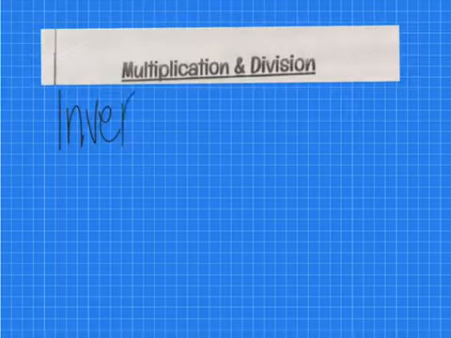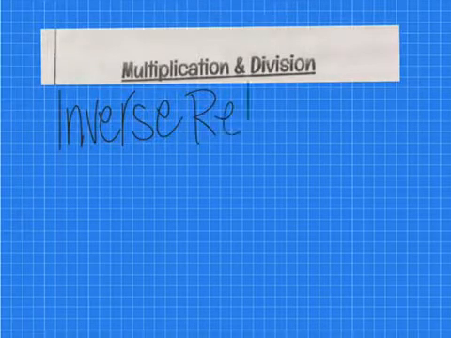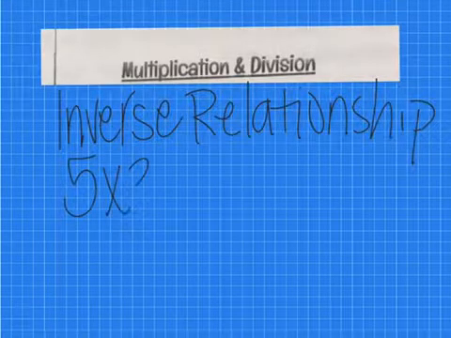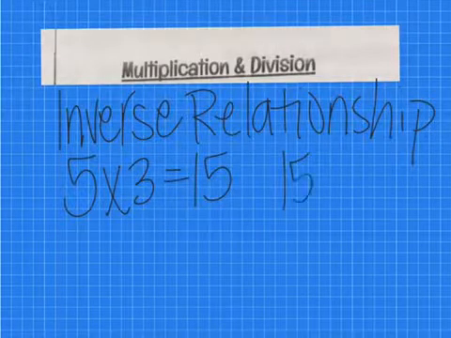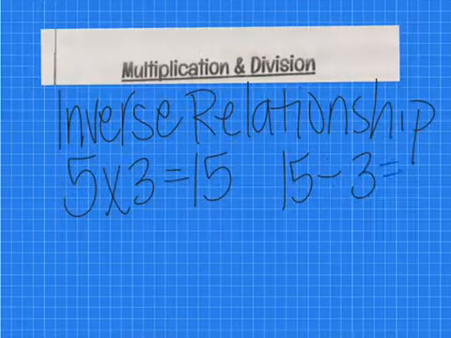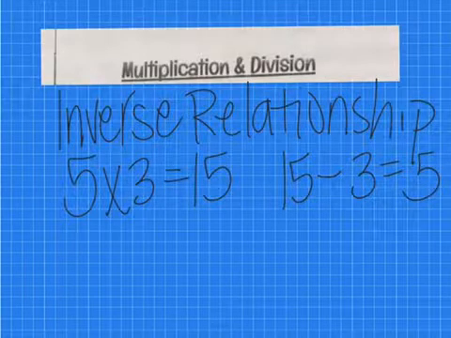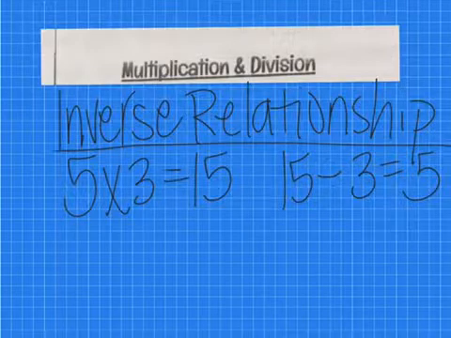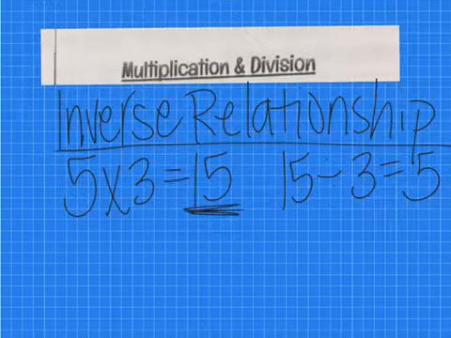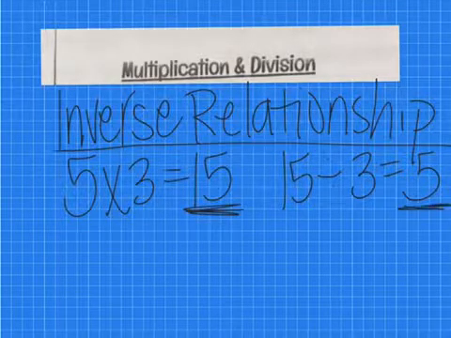Multiplication and division have an inverse relationship. What that means is that if we had 5 times 3 equal 15, 15 divided by 3 would equal 5. Because of the related facts, the inverse relationship is the opposite. You multiply and you get a bigger answer. When you divide, you get a smaller answer.